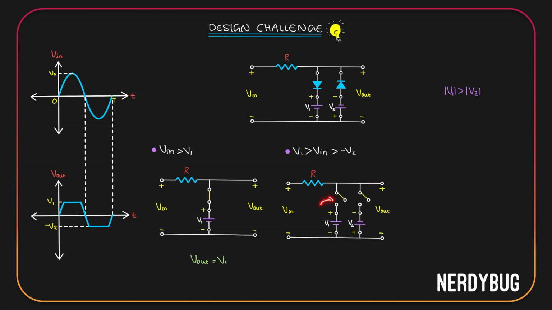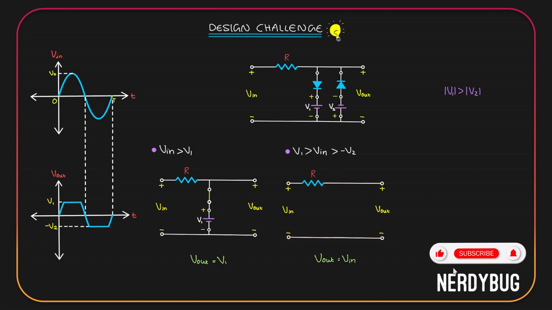Since the circuit is open over here and over here, no current is going to flow through both of these branches, which means we can just remove them. Now, whatever is given in the input is exactly seen at the output. V output is equal to V input. You can see over here that this is exactly what we wanted. Whenever input is between V1 and minus V2, output is equal to input.